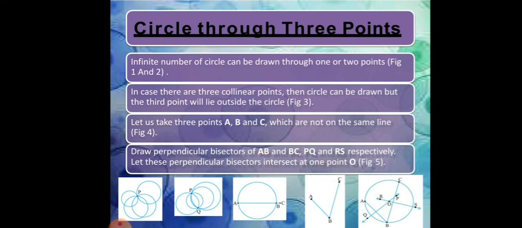Now for that, draw the perpendicular bisector of AB and BC. In the next figure you can see that PQ and RS respectively are the perpendicular bisectors of AB and BC. Let these perpendicular bisectors intersect at the point O. You can see that in the last figure.